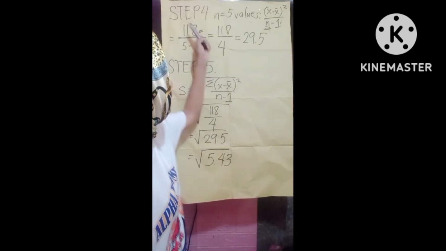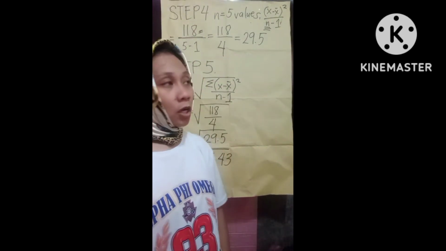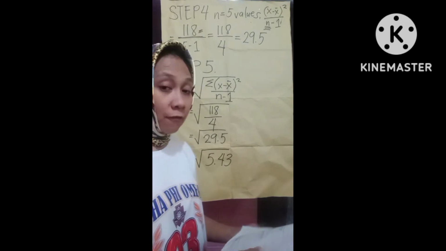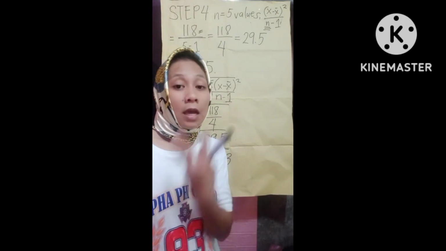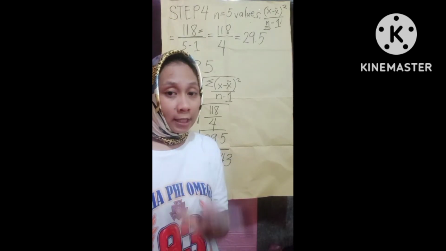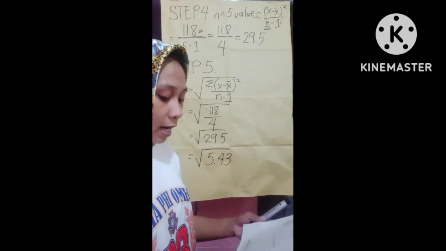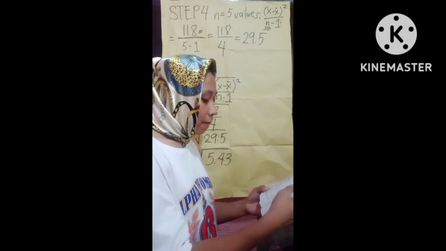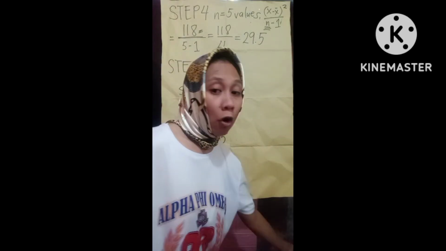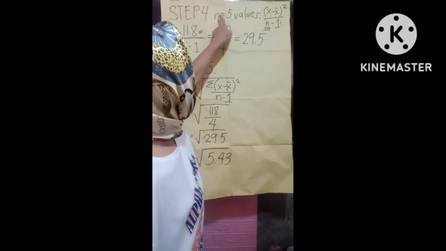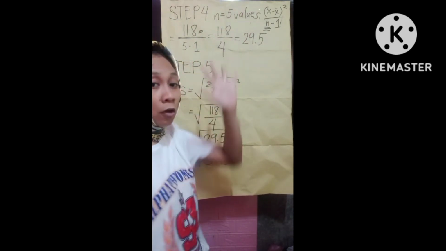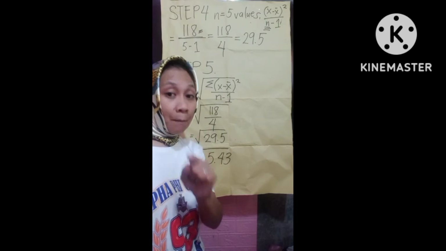Step 4 is how to get the standard deviation. Because we have a sample of n equals 5 values, since 5 values were given as the sample data, divide the sum 118 by n minus 1, which is 4. Why? Because n equals 5 values, which are the 5 values given in the sample data.